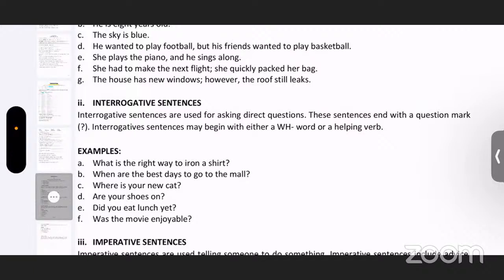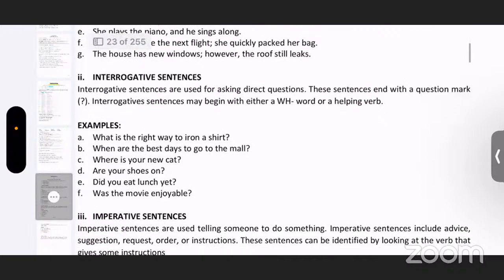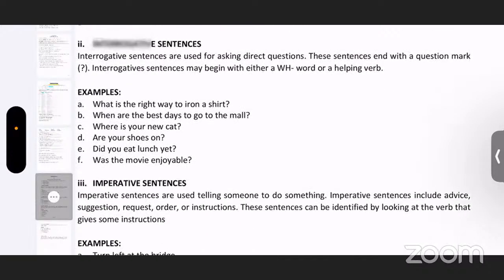Direct means like there are stick-to-it questions. So stick to the topic. Like they will come straight to the topic. These sentences end with a question mark and have the interrogative sign after that. Interrogative sentences may begin with a WH word or can be with the helping verb. So there are 2 categories of the interrogative sentences. One is with the WH word and another is with the helping verb.